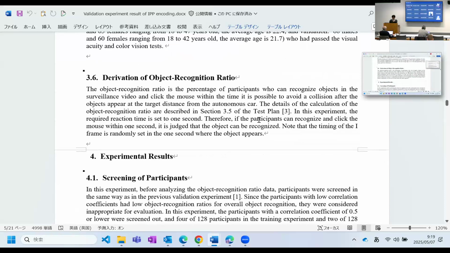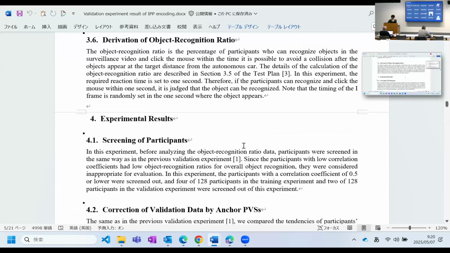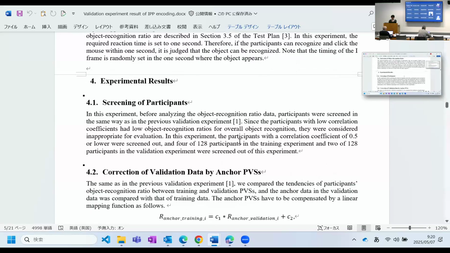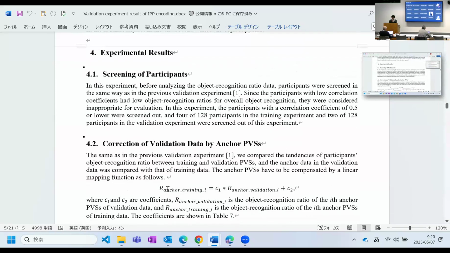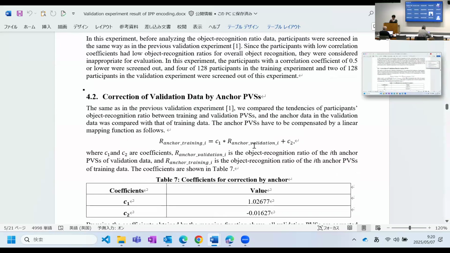Then we explain the IPP encoding validation test. In this experiment, before analyzing the object recognition data, participants were screened out in the same way as in the previous validation experiment. Also, as in the previous experiment, the correlation of validation data by anchor PVS is conducted, as shown in this equation. The performance of the proposed model is calculated using this corrected validation data by anchor PVS.